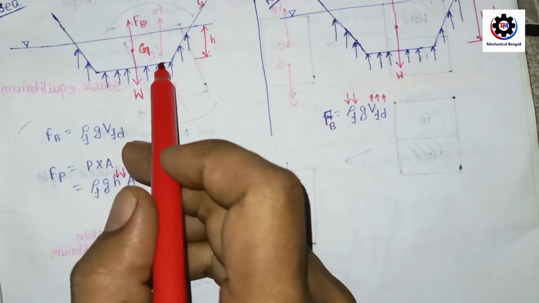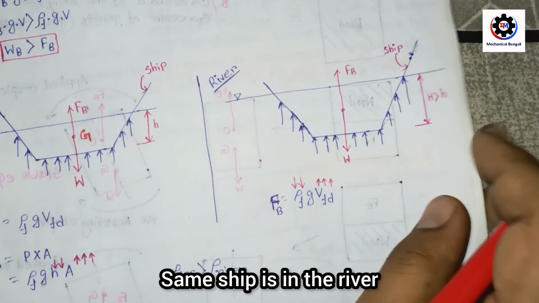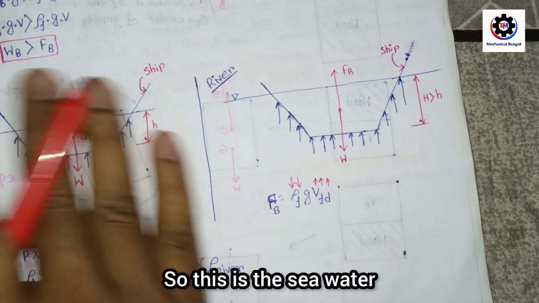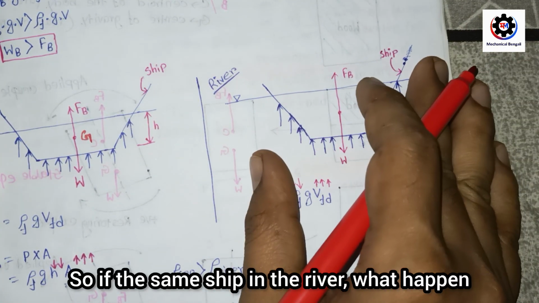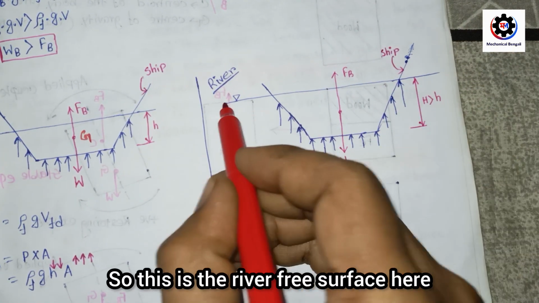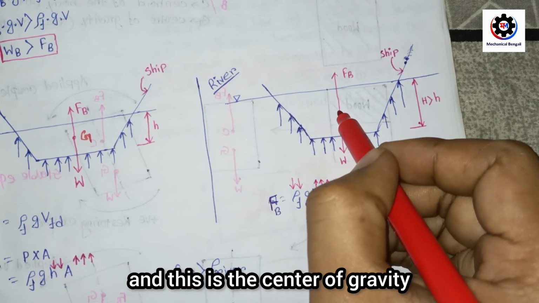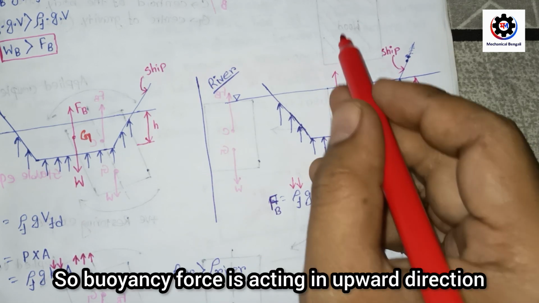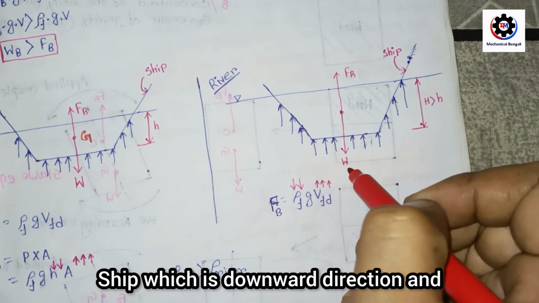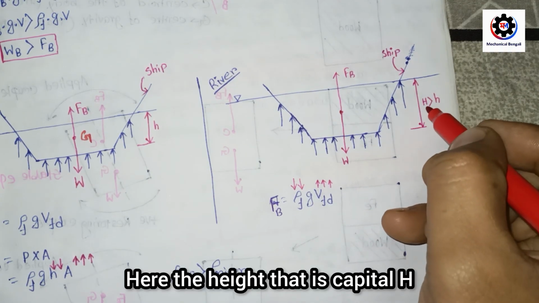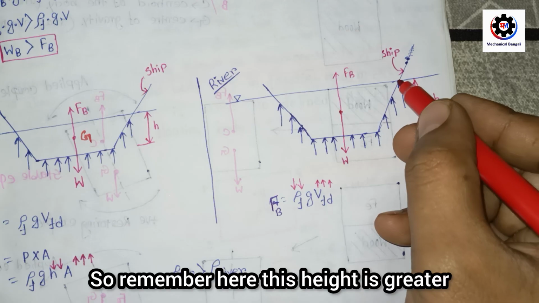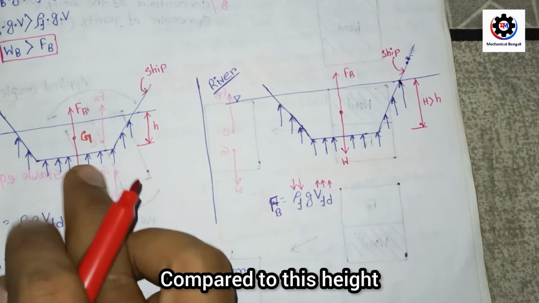Now if the same ship is in the river, what happens? So this is the seawater and this is the river. If the same ship is in the river, what happened? This is the river free surface here, and this is the center of gravity. The buoyancy force is acting in the upward direction, and the weight of the ship in the downward direction, and here the height is capital H. So remember, this height is greater compared to this height.